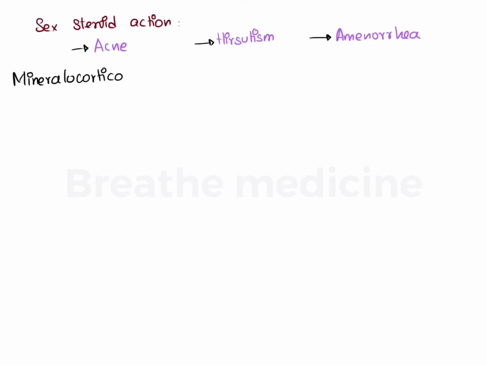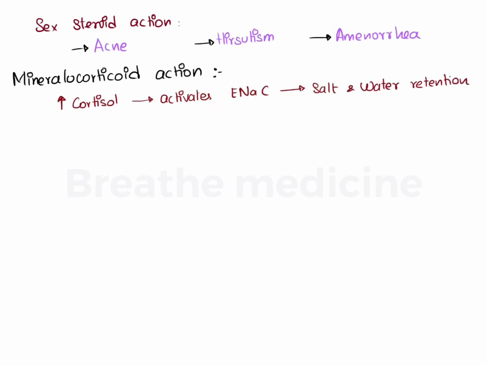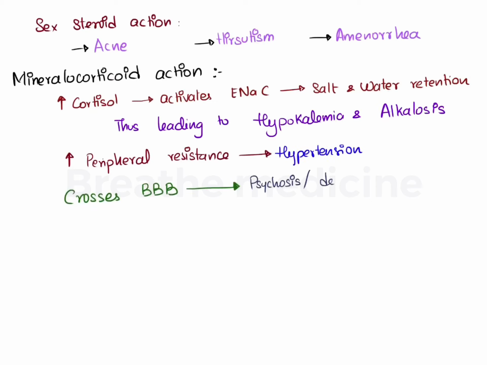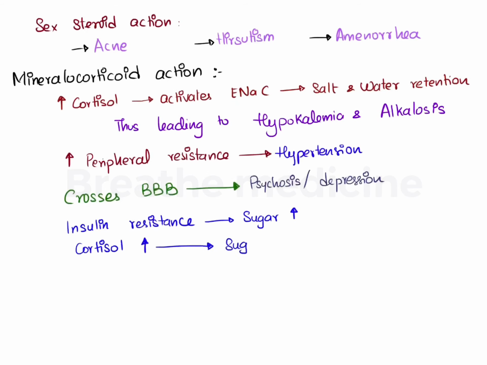So now we will see with respect to mineralocorticoid action. Increased cortisol will activate epithelial sodium channels, which will cause salt and water retention, thus leading to hypokalemia and alkalosis. Increased peripheral resistance will lead to hypertension. When it crosses the blood-brain barrier, the patient will present with psychosis or depression. The two main mechanisms involved in causing diabetes in Cushing syndrome are insulin resistance, which will decrease the glycolysis, thus increasing the sugar level, and the other is increased cortisol, which will increase gluconeogenesis and increase the sugar level.